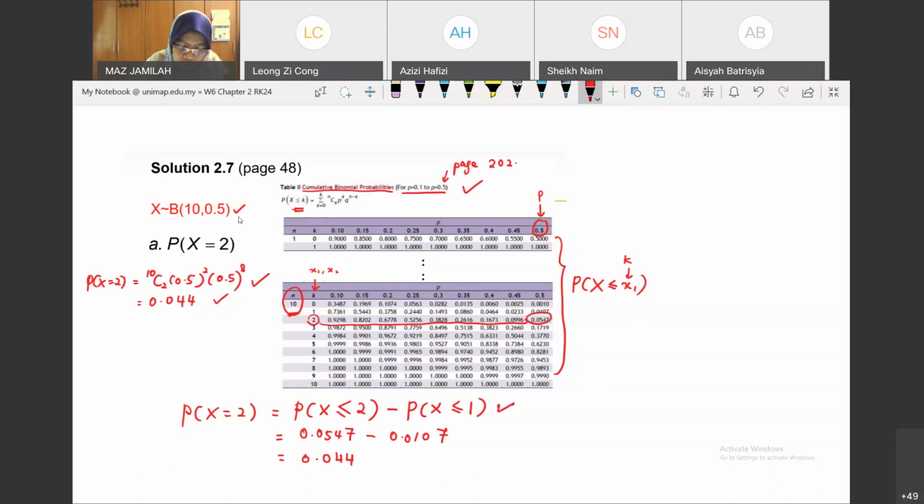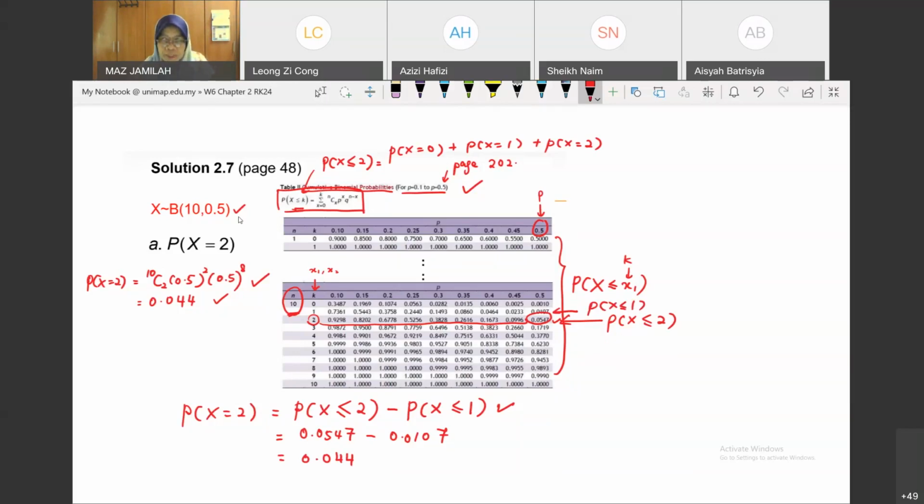So when we say cumulative, this box is referring to, let's say, P(X ≤ 2). It means that it is P(X = 0) plus P(X = 1) plus P(X = 2), since 2 is included. So the probability of cumulative here is P(X ≤ 2), and this one is P(X ≤ 1). So it will be easier for you, right?